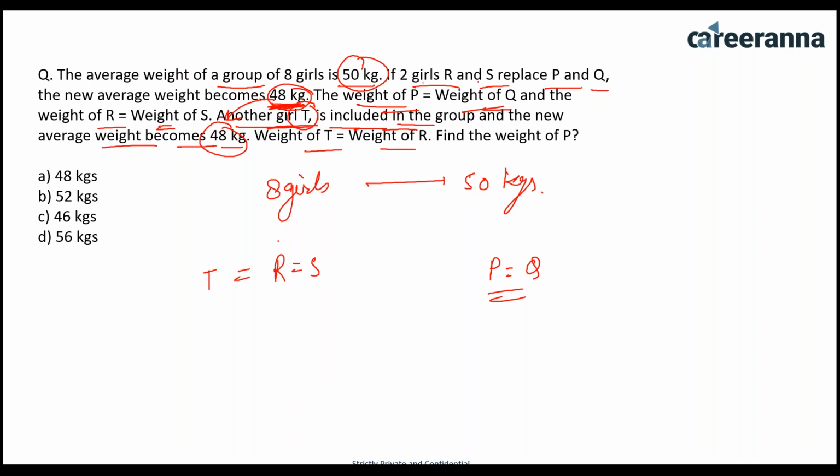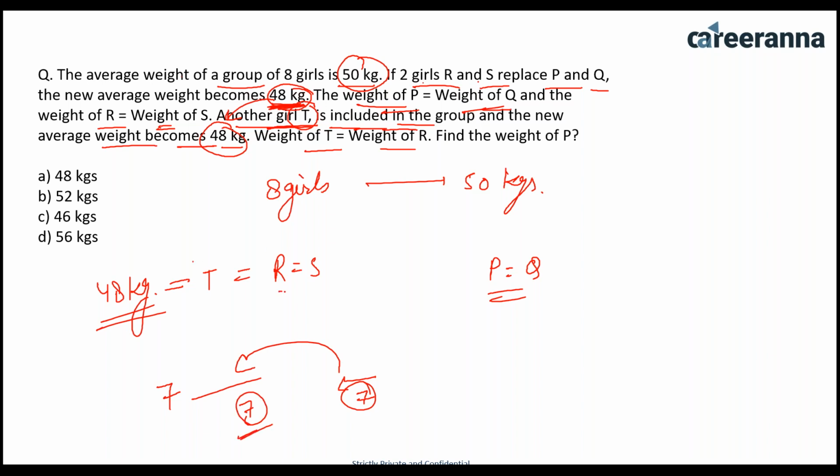That means what is the weight of T? Can you please tell me? Is it 48? Yes, no? You just told me that if 7 is the average of a group, and there is a person whose value is 7, if I add this person in this group, the team's average will be 7. Now, the weight of R and S and T is 48. Is it clear to everyone? Say yes or no.